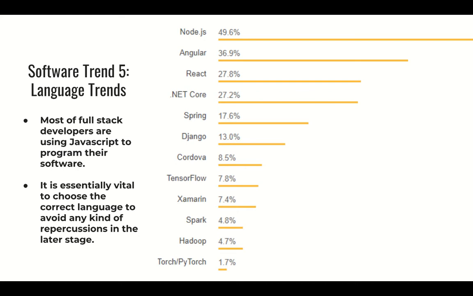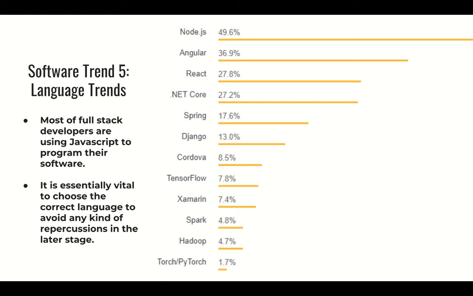Most full-stack developers are using JavaScript to program their software. The popularity of this language is due to its great adaptivity for hybrid applications. It is essentially vital to choose the correct language to avoid any kind of repercussions in the later stage. There are various surveys that let us know about the popularity of different languages.